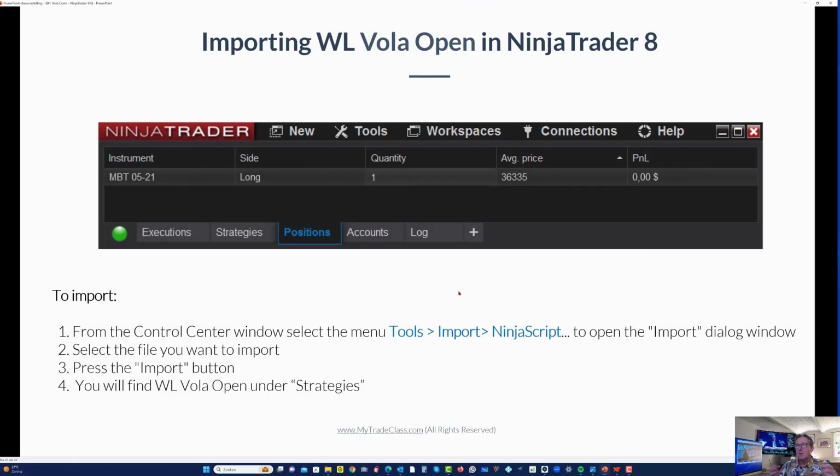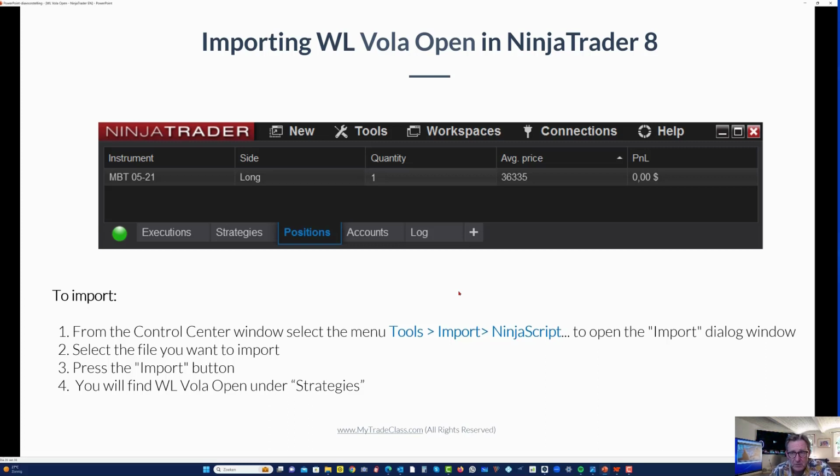Okay, now importing this tool, very simple. People who buy this tool, they will get the tool from me. They will get the file. They can just import it through the tools, through what you see here, the import dialog, and then select the file you want to import, and you will get a message that it was imported successfully. It works like a charm. You will find the Vola Open strategy under strategies. I will show this to you later in live.